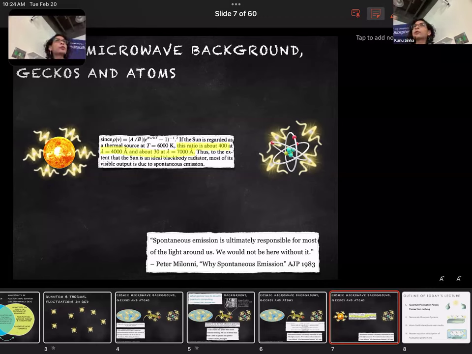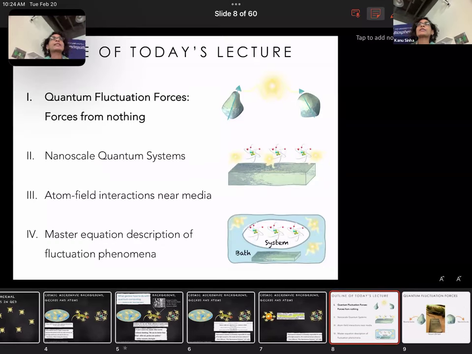So quantum fluctuations, or fluctuations in general, are important to our existence. I think we've established that, which is why we should care about them a little more. And so here's what I'm going to talk about. Since this is slightly away from quantum thermodynamics, I want to give a flavor for what quantum fluctuation effects are all about and how they become interesting in new ways in nanoscale quantum systems.